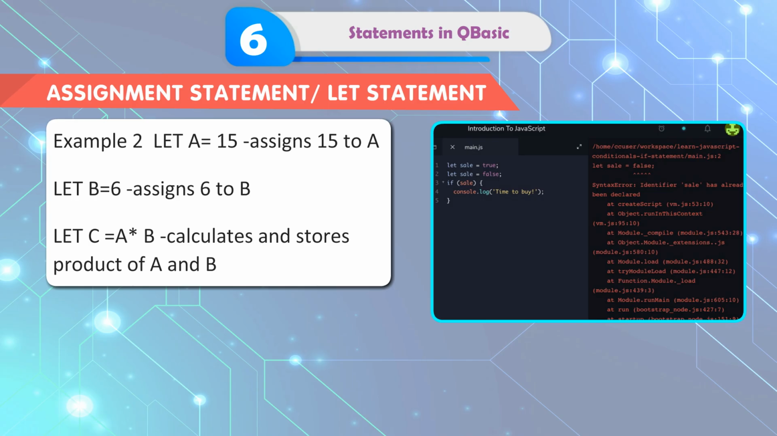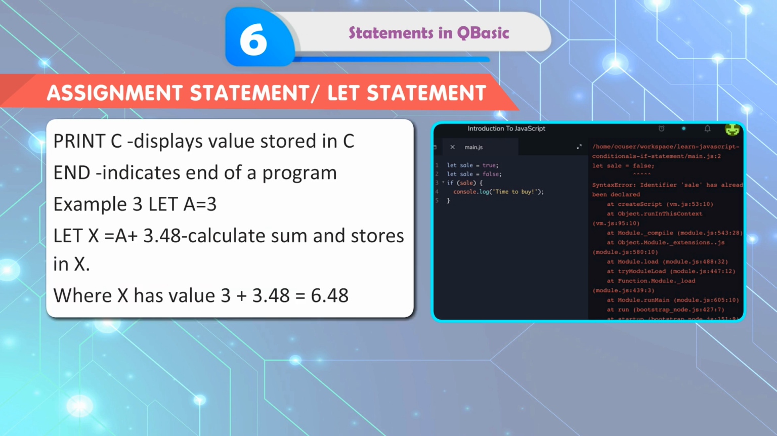Example 2. LET A = 15 assigns 15 to A. LET B = 6 assigns 6 to B. LET C = A * B calculates and stores the product of A and B. PRINT C displays the value stored in C. END indicates the end of a program.